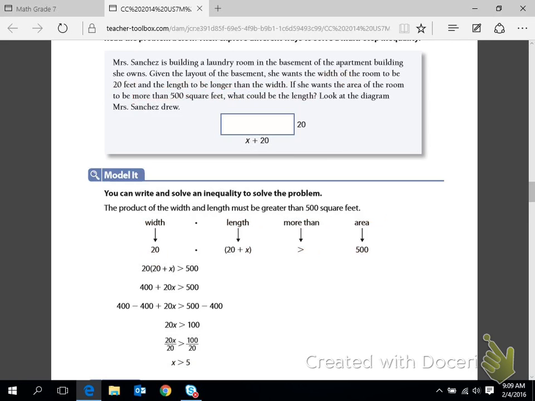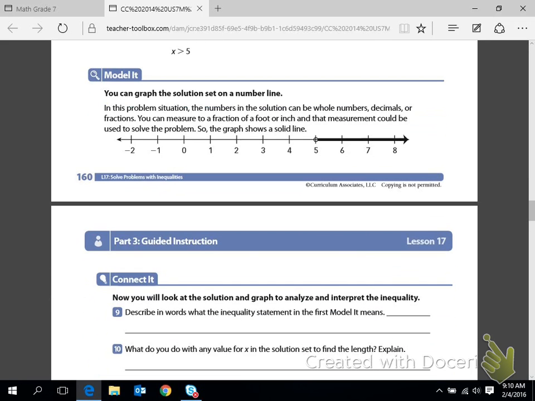The next thing we're going to look at is modeling this on a number line. And again, when you model this on a number line, you have to make sense of the context of the problem. In this problem, the numbers in the solution can be whole numbers, decimals, or fractions. So you can measure to a fraction of a foot or inch, and that measurement could be used to solve the problem.